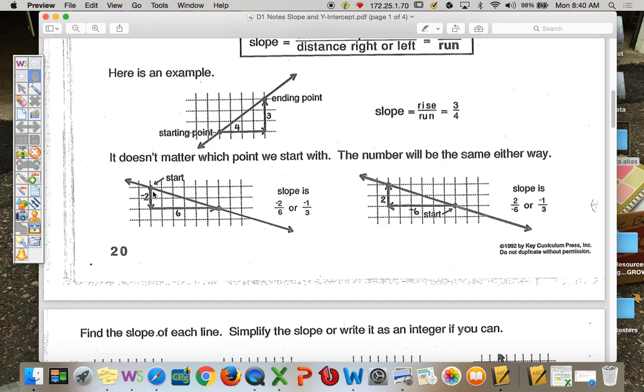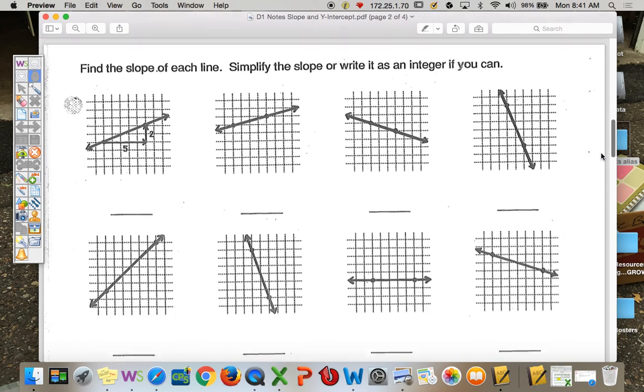What that means is we can start at the left-hand point, this goes down 2 over 6, or we can start over here, this goes left 6 and up 2. But usually I just think up or down: if it goes down it's negative, and if it goes up it's positive. I always count to the right. Let's practice finding the slope of each line. Simplify the slope or write it as an integer if you can.